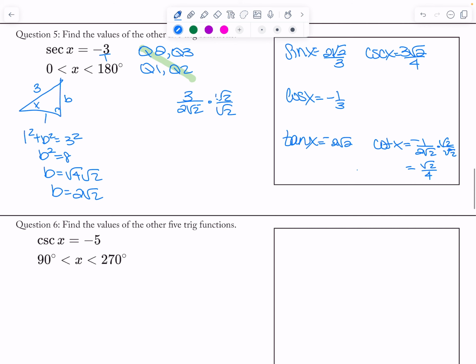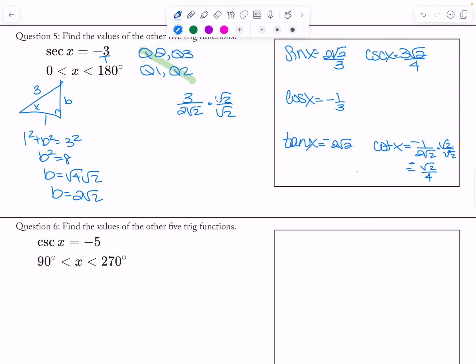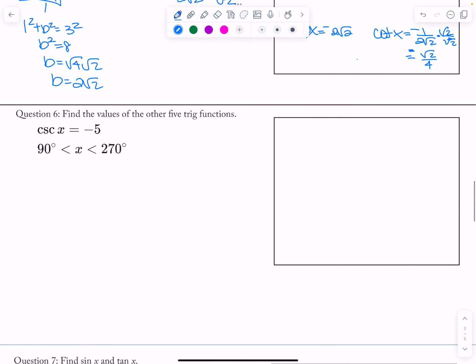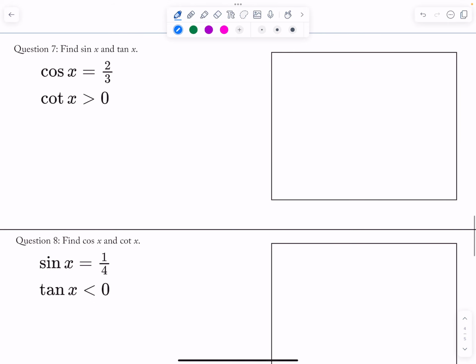Let's make sure that I did that right. That should be negative. Should be a negative root 2 over 2 times the square root of 4, which is 4. Okay, so now we're going to do this one.